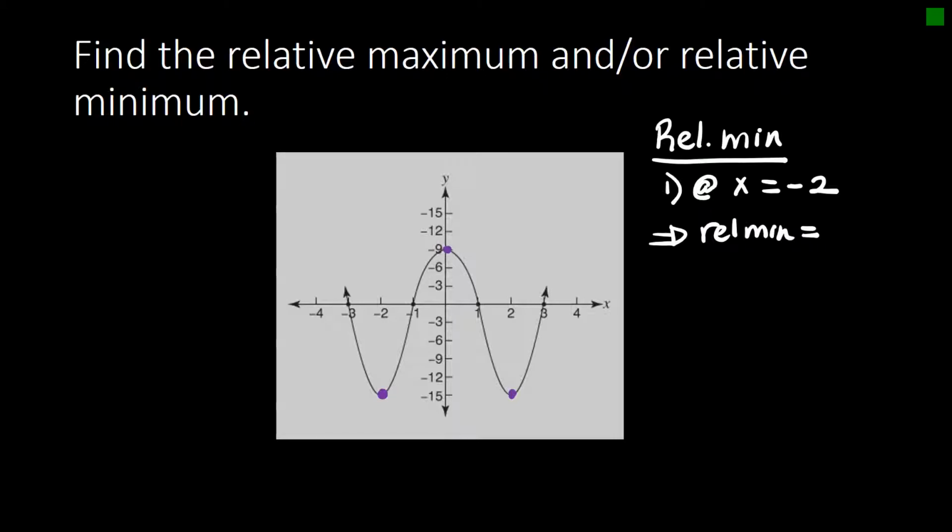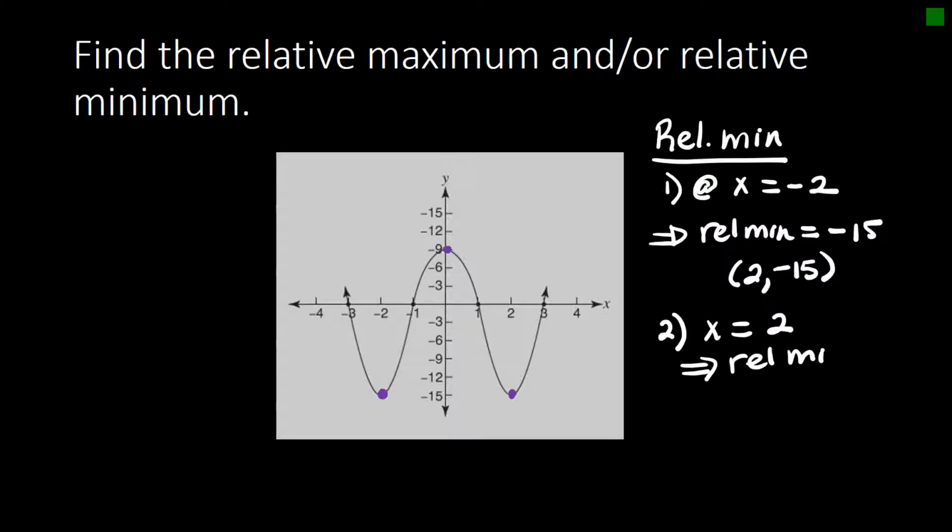So what that means is that the relative minimum, if you look down here, that y value is -15. And some particular books and some instructors, they make you actually label the point -2 comma -15. But that minimum is really that y value. We have another relative minimum that occurs at x equals 2. And again, at the same y value of -15. So this relative minimum is -15.